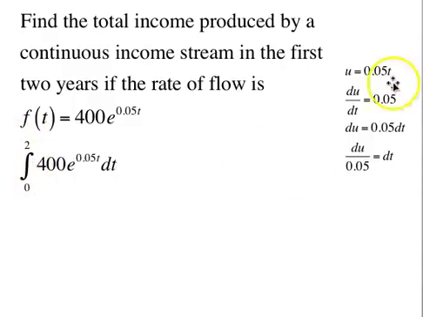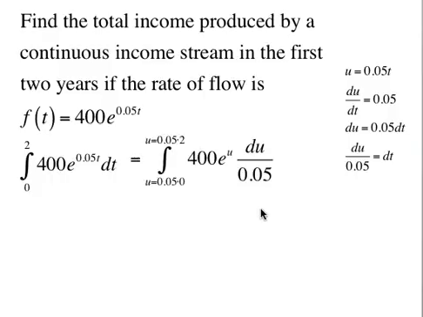When t is 0, u is 0.05 times 0. That will still be 0. When t is 2, u is 0.05 times 2, which will become 0.10, 0.1. So again, there's our substitution, e to the u, du over 0.05, and we've plugged t into this formula. u is 0.05t. Plugged in the t of 0, plugged in the t of 2.